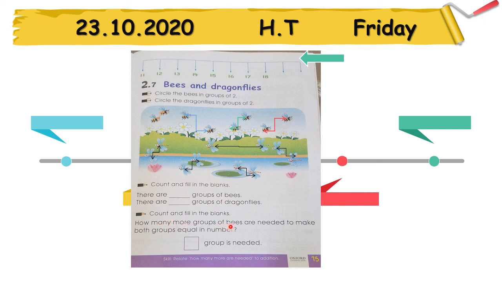How many more groups of bees are needed to make both groups equal in number? We have 5 groups of dragonflies and 4 groups of bees. How many numbers will we add to 4 to get the equal number? Then we will get number 5. Excellent. One more number we needed. So you are going to write number 1 here in the square box. One group is needed. Come on to the next page.